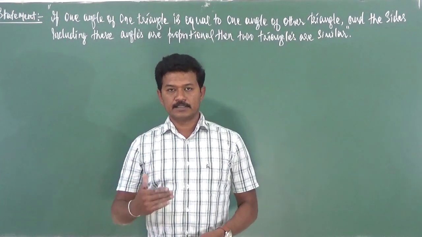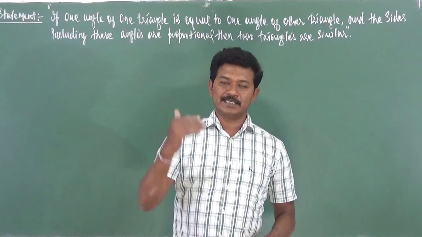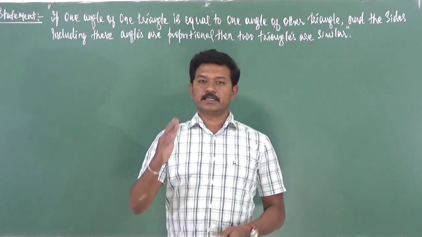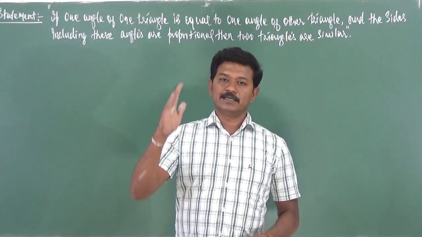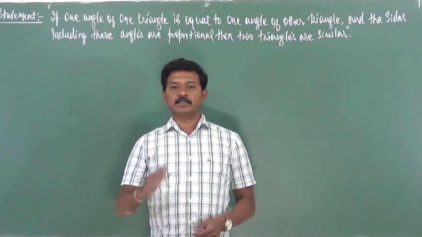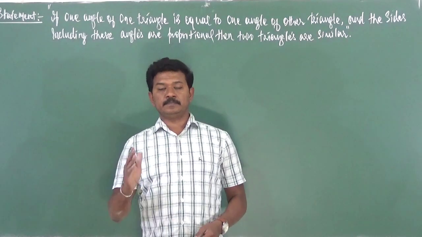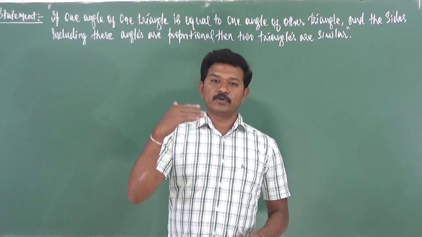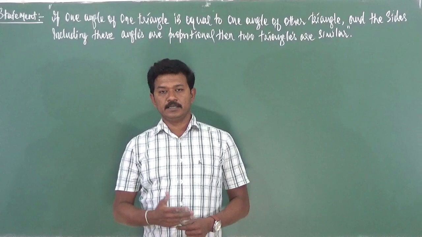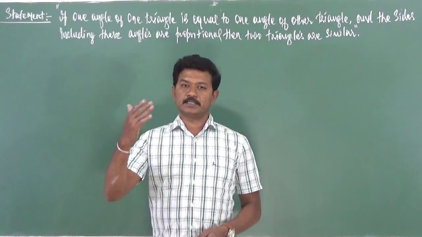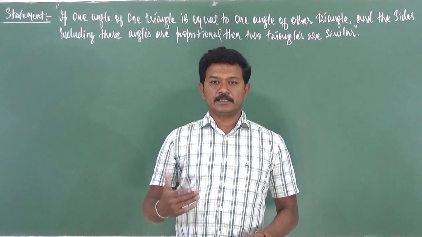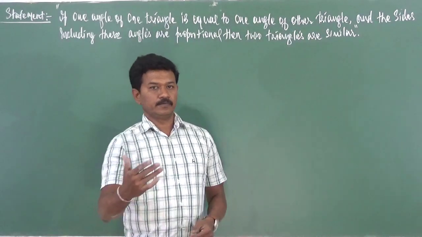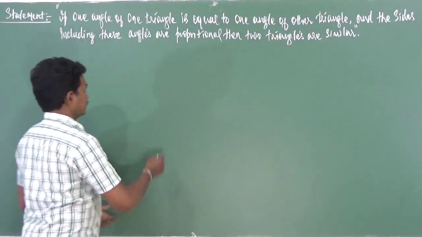So in today's session we will be going with another criterion to prove that two triangles are similar, and that criterion is the SAS criterion for similarity of triangles. The theorem is very simple, but before entering into the SAS criterion of similarity we first have to understand certain basics, that is the previous knowledge required before proving the theorem. So we'll go with lemma 1.